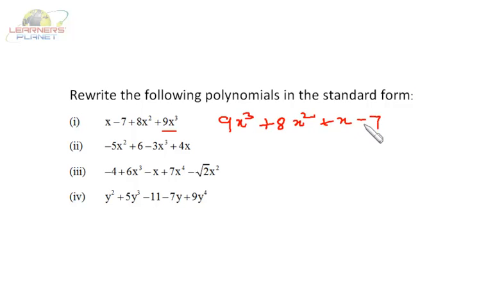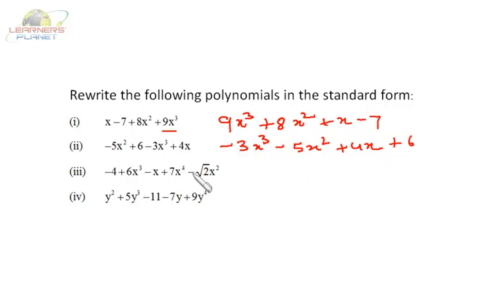Do not forget to retain the sign of the term. Here 7 is negative, so I put a negative sign over here. x is positive over here, so I put a positive sign before x. Now similarly, let's try this. The term with the highest exponent of the variable is minus 3x cube, then minus 5x square, then plus 4x, and then plus 6. So highest power, then the second highest, third, and the constant.